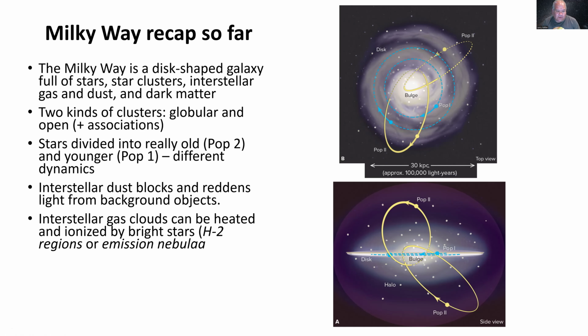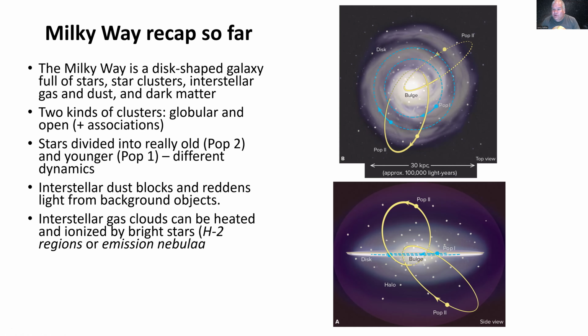We divide the stars into two different populations. Population 2 are the older ones, and they are typically not in the plane of the galaxy. Population 1 are the younger stars, like the sun, that are generally in the plane of the galaxy. There's also a lot of interstellar dust that blocks light from stars behind it. And there are lots of gas clouds, and some of these can be heated and ionized by bright stars, and we call them H2 regions or emission nebulae.